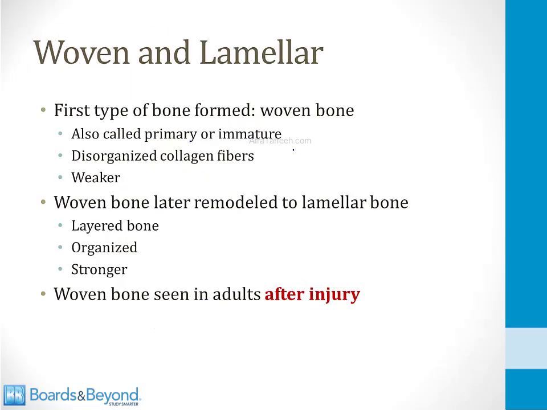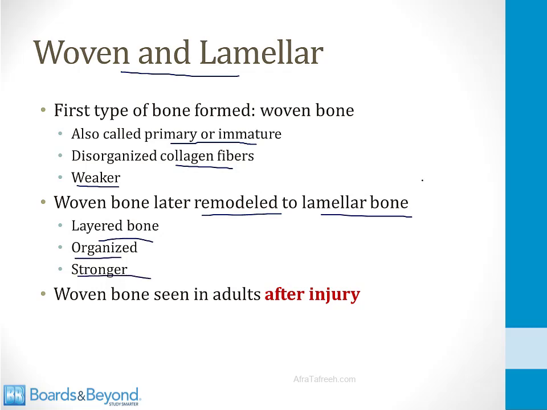We'll get back to the in utero formation of bone tissue in a minute, but let me pause and mention woven and lamellar bone. Woven bone is the first type of bone formed by osteoblasts. It's also called primary or immature bone, and it contains disorganized collagen fibers, and it's relatively weaker bone. Later, this woven bone is remodeled or replaced by osteoblasts, and it becomes lamellar bone. Lamellar bone is layered and organized and stronger.